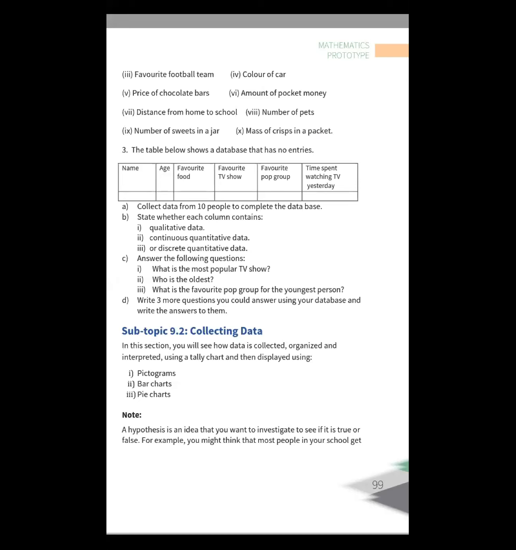And then D, write 3 more questions you could consider using. Write 3 more questions you could answer using your database and write the answers to them. The questions you can ask are, who is the eldest person, and which people enjoy the same dish, and you can also ask who among the people enjoy a particular thing. That's how I answered that question.